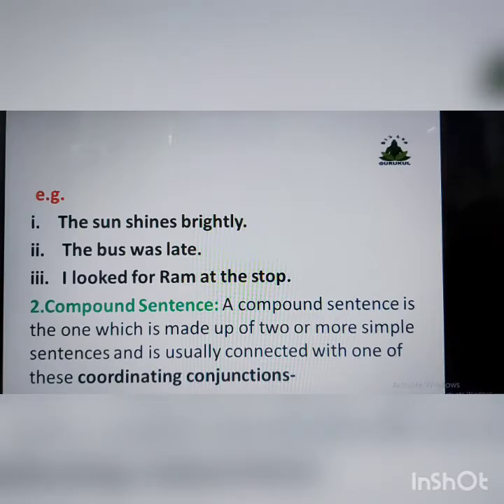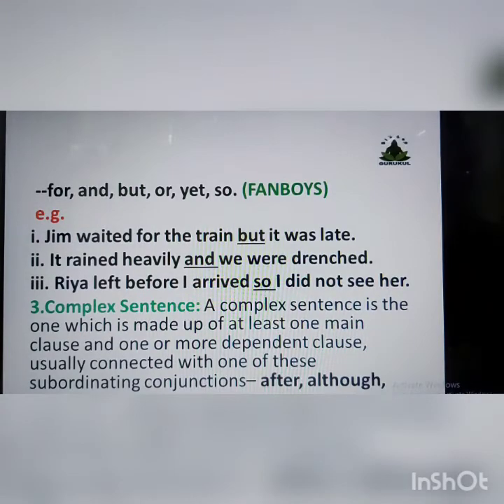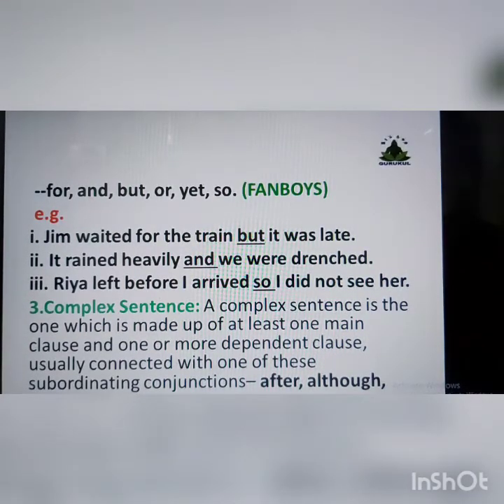Now let's see the second type of sentence, that is compound sentence. Children, a compound sentence is the one which is made up of 2 or more simple sentences and is usually connected with one of these coordinating conjunctions. Now, coordinating conjunctions you have already learned in the previous lessons. So I will tell you these coordinating conjunctions are for, and, but, or, yet, and so.